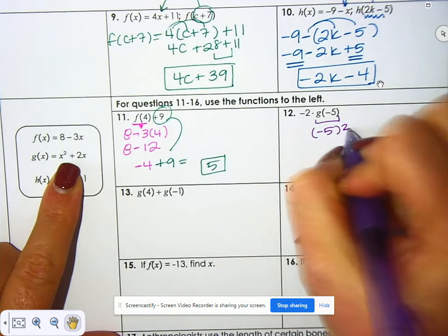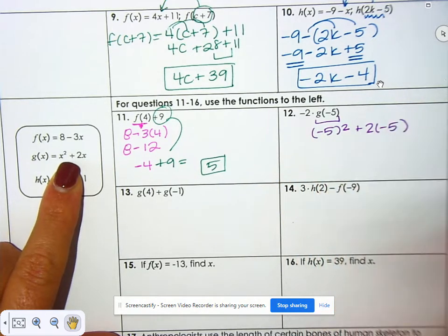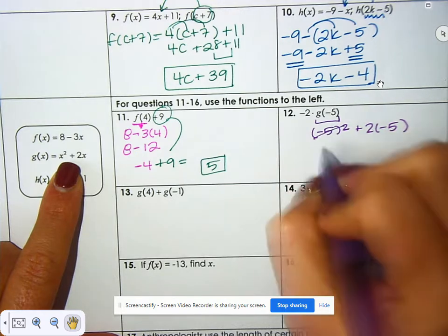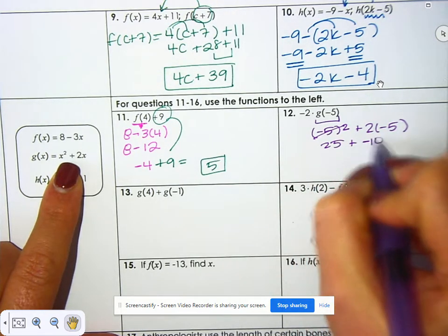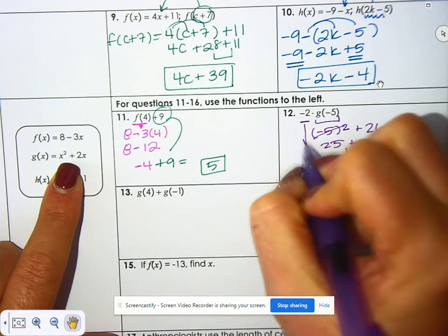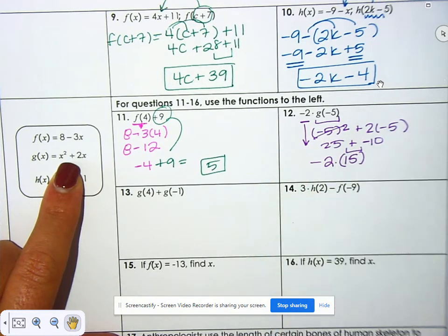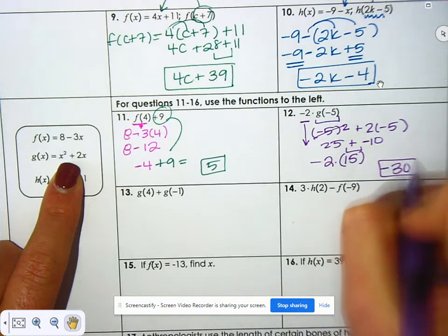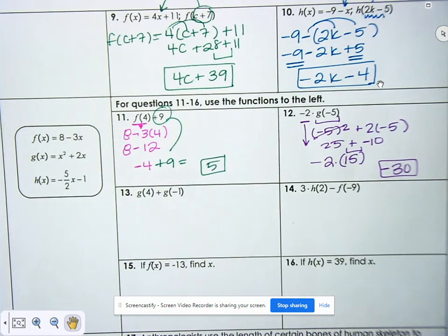So that's negative 5 squared plus 2 times negative 5. So let's do all of this. This gives me 25. This gives me negative 10. So put those together, that gives me 15. Then I'm going to bring down the negative 2. And negative 2 times 15 is negative 30.